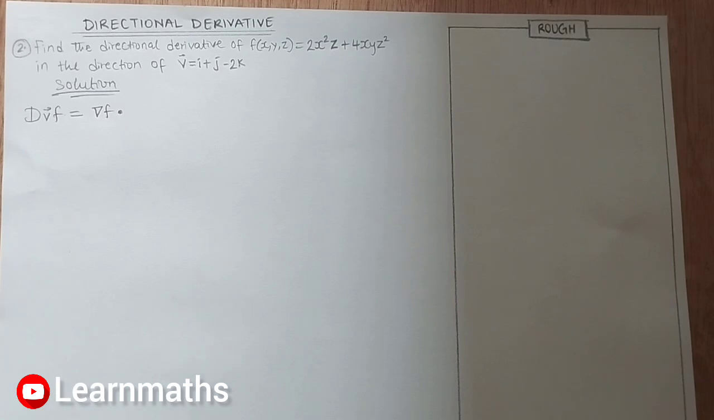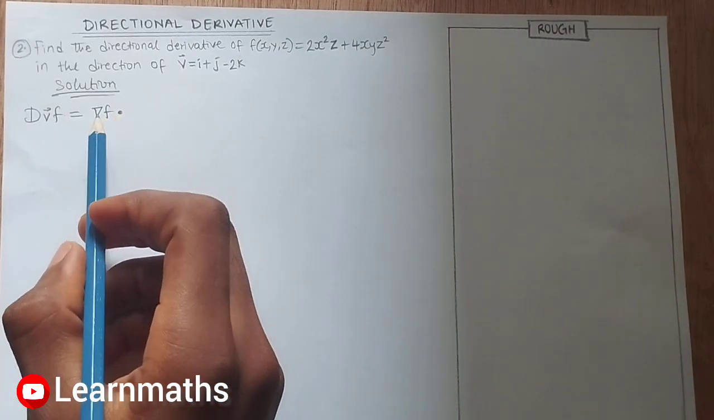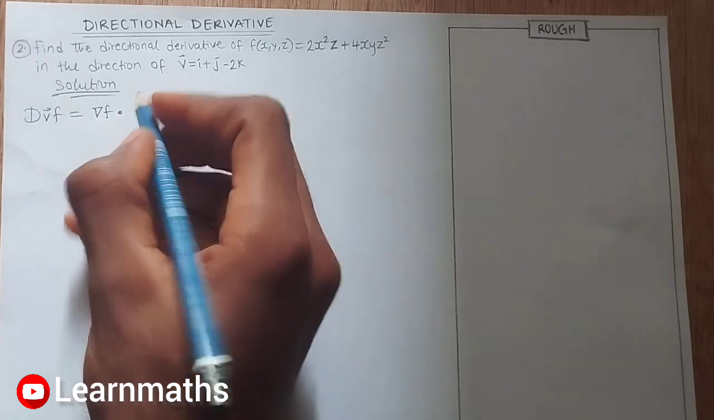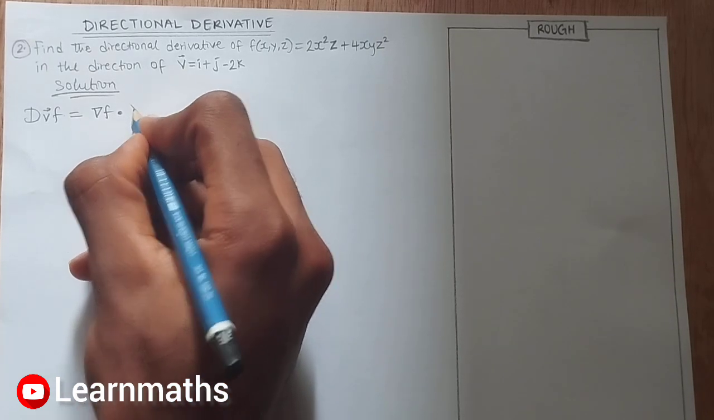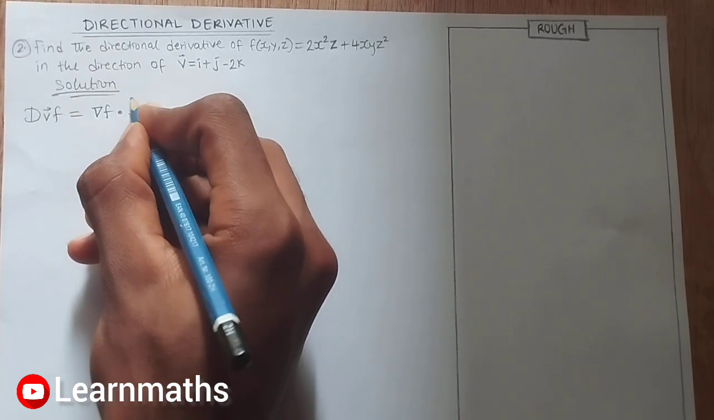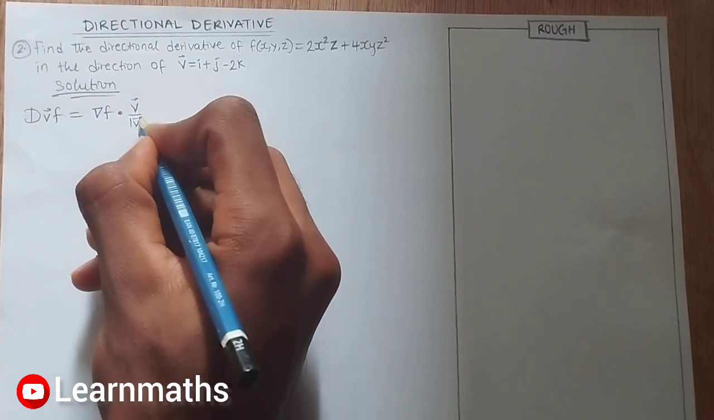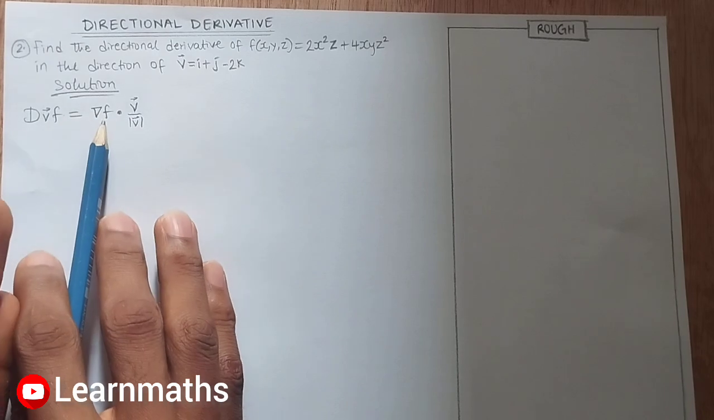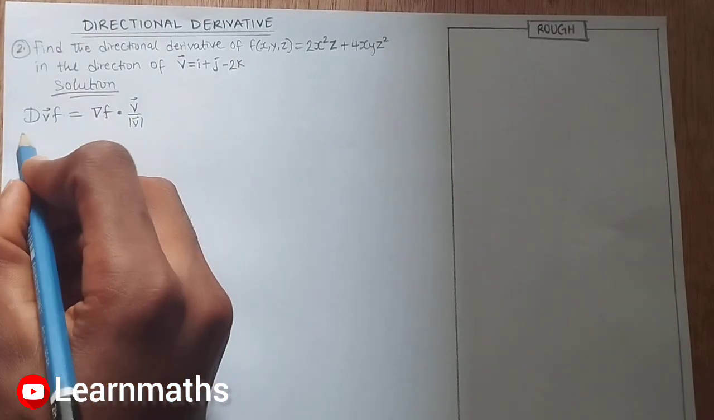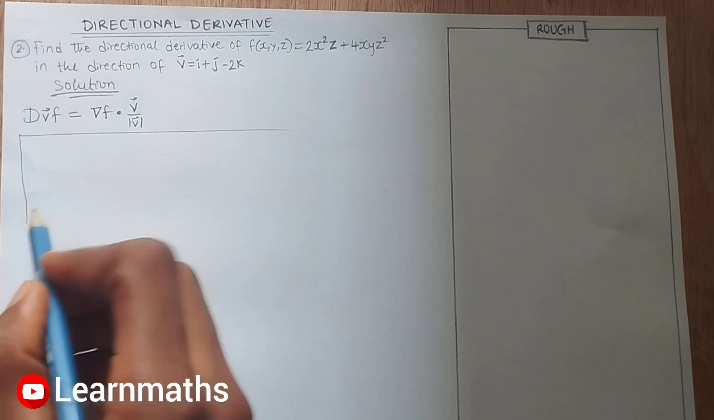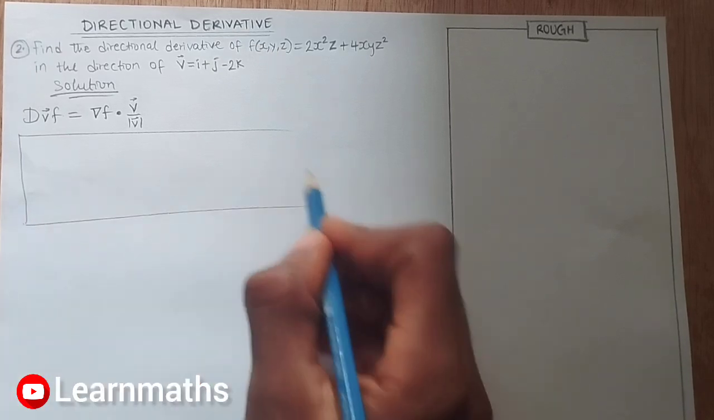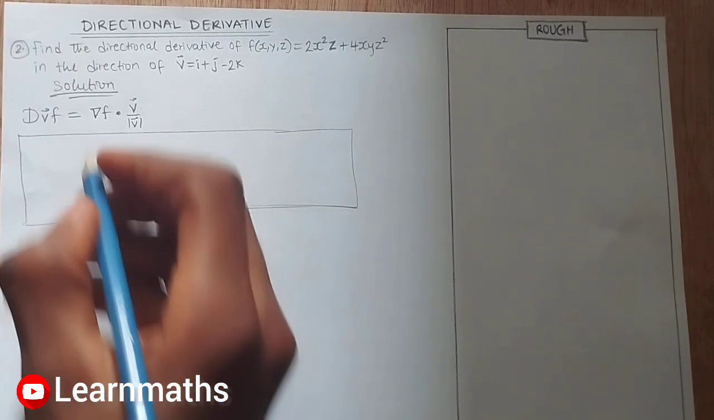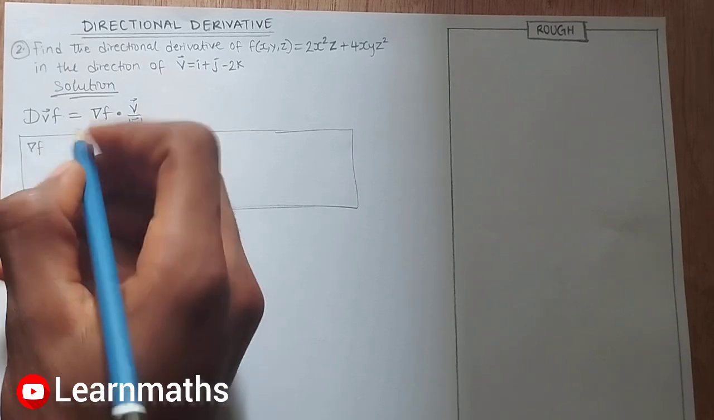Then, having a scalar product, we're going to find the scalar product of the gradient of this function with the unit vector of v. That's v over its magnitude. So all we have to do is find the gradient of this function and then this, and we find the scalar product. So what's the gradient going to be? What's the gradient of this function going to be?